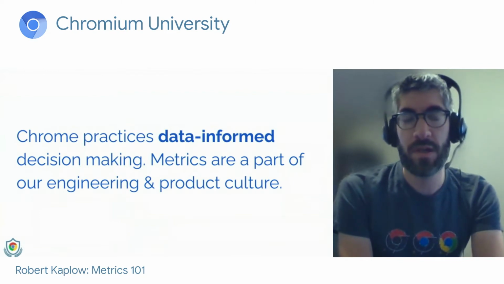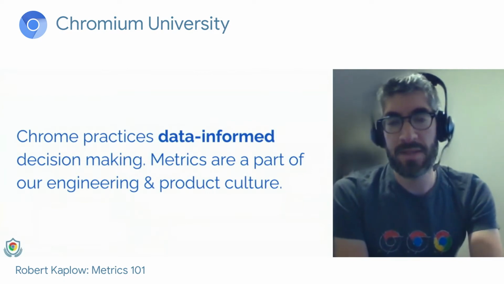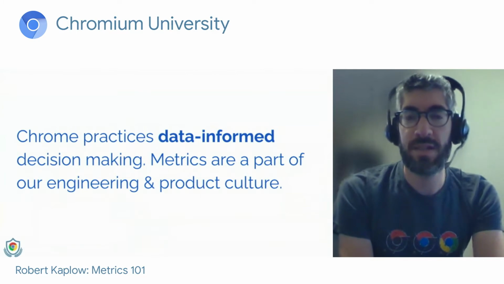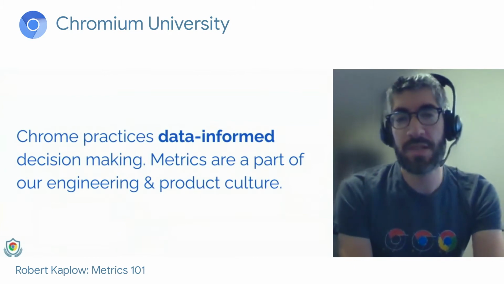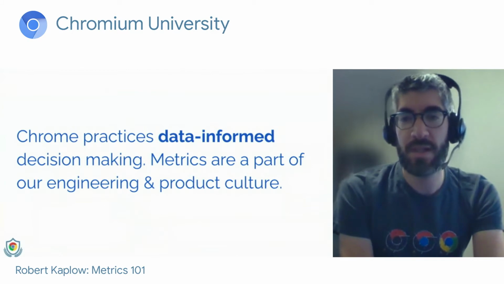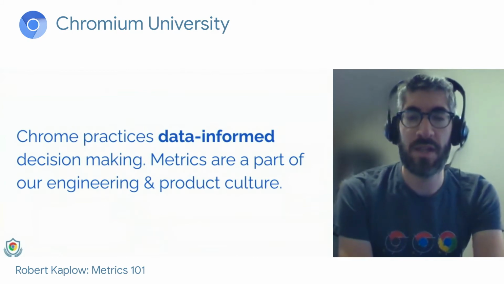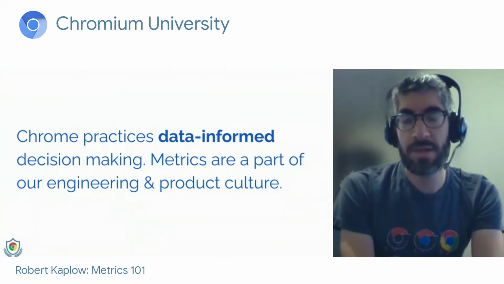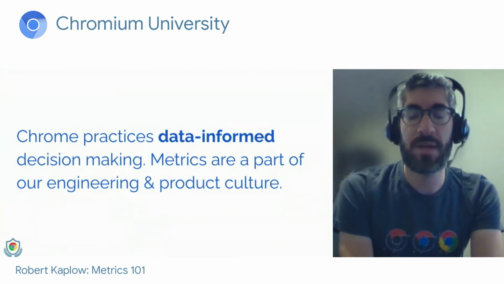In Chrome in particular, we really strive to do data-informed decision making. This means we don't just make decisions based off gut feelings. We really try to look at the data as much as possible, early on in the process, late in the process, all throughout the process. And it's really a critical part of our engineering and product culture. Metrics help us make these better decisions. They improve our intuition and understanding of the ecosystem, how users are using the browser and how the browser interacts with everything else. And as well, very directly helps us measure the impact of the changes we're making.